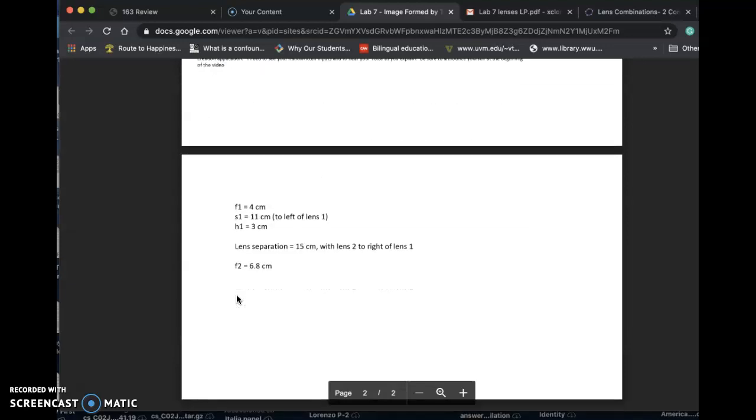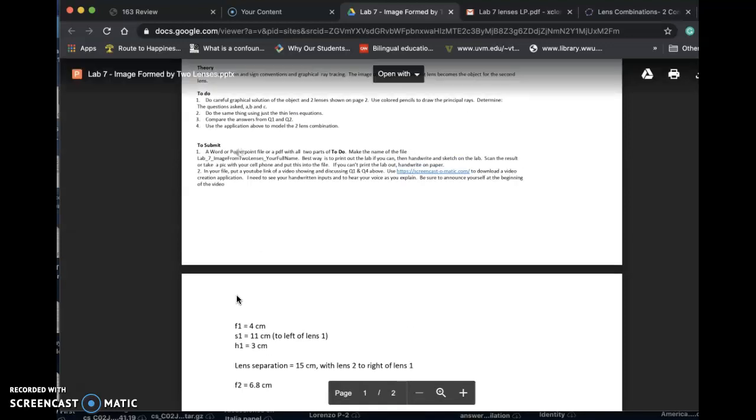Now our distances are: our first focal length is 4 centimeters, and S1 is 11 centimeters to the left of the first lens, and our height is 3 centimeters. Our separation of the two lenses is 15 centimeters, with the second lens on the right and the first on the left. And our second focal length is 6.8 centimeters.